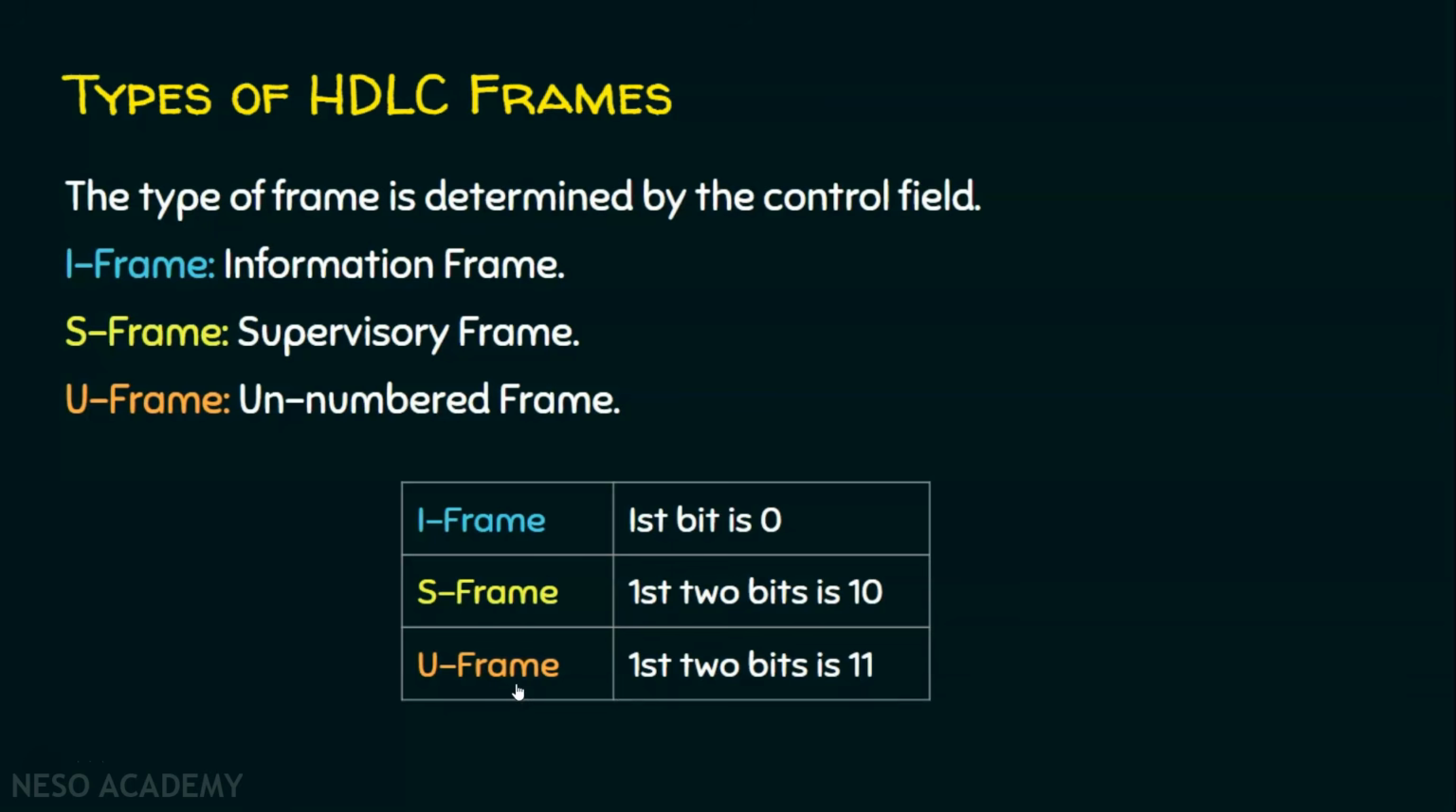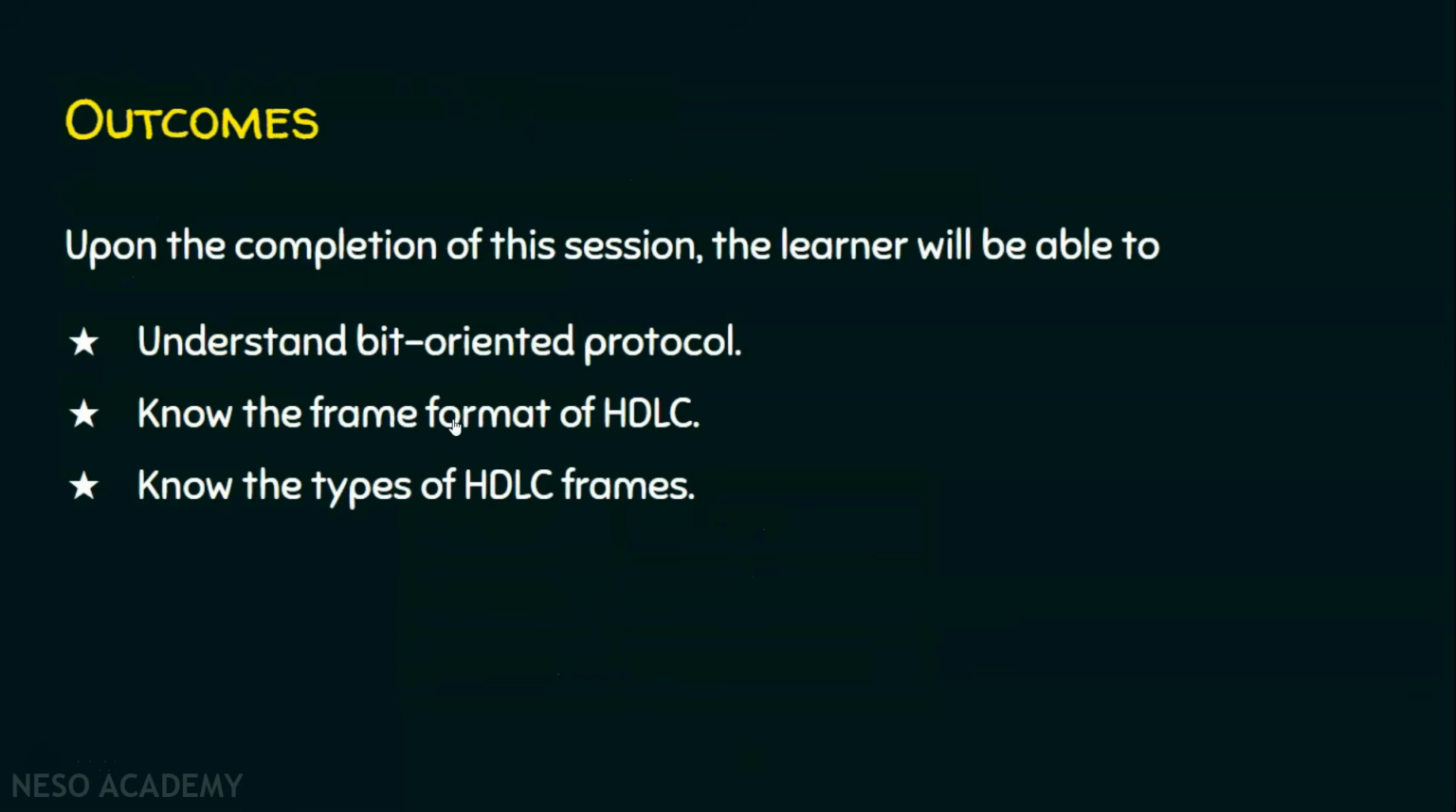Why do we need the U-frame? This U-frame is for doing some miscellaneous activities, for example, link management related things. And that's it about the types of frames. In today's session, we understood the bit-oriented protocol called HDLC, and we know the frame format of HDLC, and finally we know the types of HDLC frames. I hope you guys enjoyed the session, and thank you for watching.